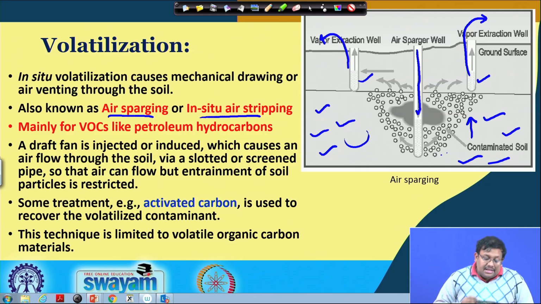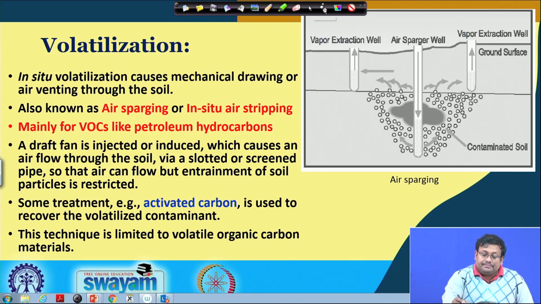Okay. And sometimes we also use activated carbon, which is used to recover the volatilized contaminant and ultimately decontaminates the land.